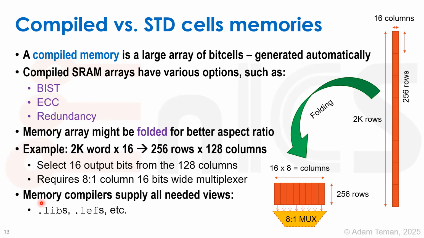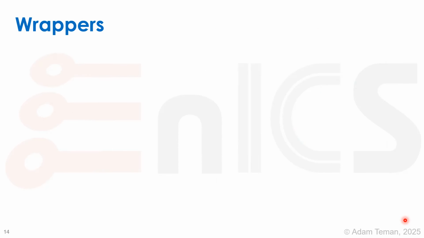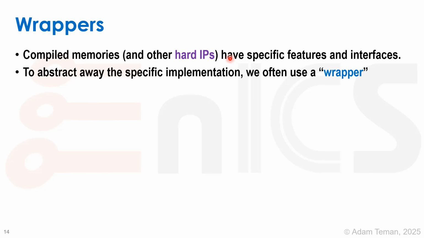And when we press the button on the memory compiler, it's going to generate all the views that we need, such as libs, lefts, even data sheets, and so forth, that we can use in our whole place and route flow. When we use these types of compiled memories, we're going to usually use a wrapper. Compiled memories, and in general any other hard IPs, have specific features and interfaces. They have different types of pins that are special for them. Whatever vendor you bought them from or whatever group made them is going to give different names to the pins and so forth. So what we're usually going to do is provide a wrapper with generic naming conventions, and then inside the wrapper, we make the actual connections to the instances we have inside.